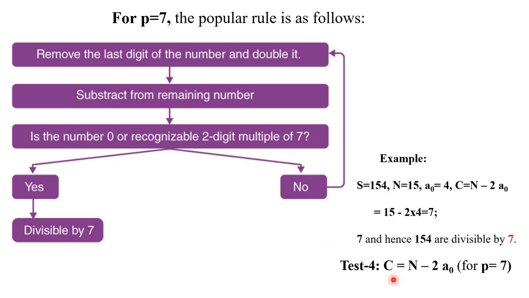Well, let us see an example: 154. So the truncated number is 15. If you drop the last digit 4, a0, and make it twice, so 2 into 4, and you subtract it from the truncated number n, that is 15, so 15 minus 8 is 7. So 7 is divisible by 7. So 154 is also divisible by 7. So this is the example.